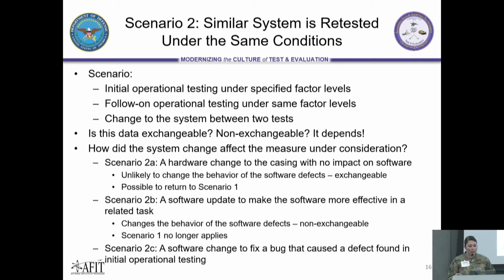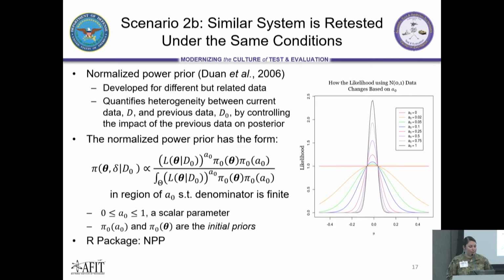If there's a software update that makes the software more effective and it's in a related task, say the bug happened when I opened Jump, and the software update I did was I opened programs faster, well, that's not fixing the bug, but it's related to that. That might be slightly different data that we need to account for. And then, of course, we could have a change where the actual bug was detected and fixed, and we'll talk about that a little later.